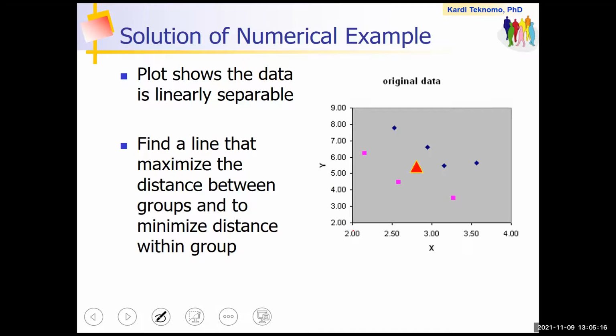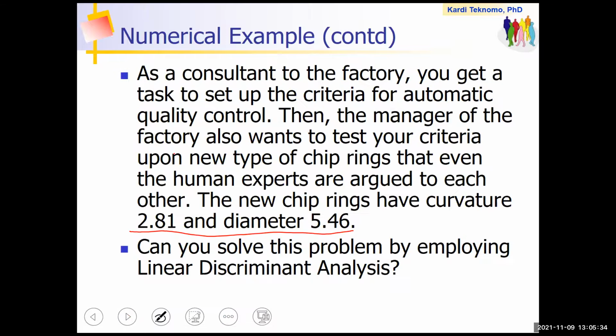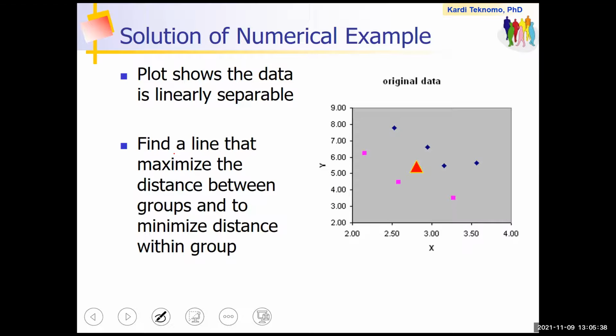First thing first, what you need to do is to plot the data. This is the X and Y of this data, curvature and diameter. If pass, I will color it differently from not pass. You see here, the pink and the blue. Looking at this, it is clearly linearly separable data. I can create a line there. So my question is, how to find that line? The line that maximizes the distance between the groups and minimizes the distance within the group. That is the meaning of LDA.